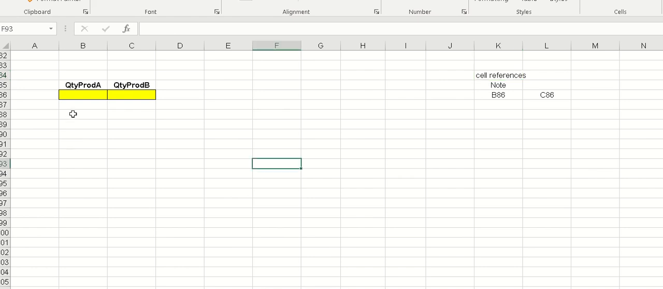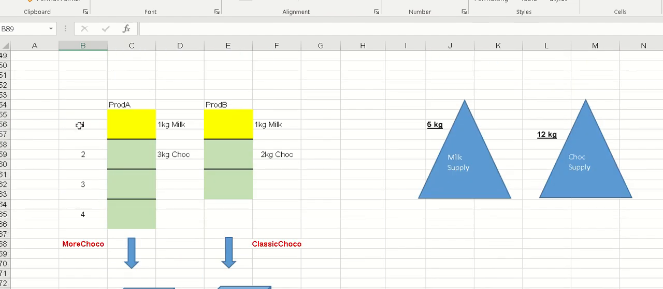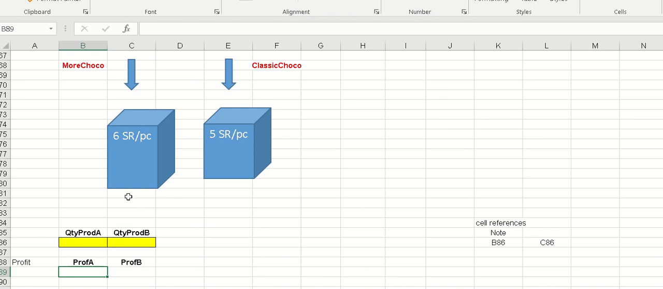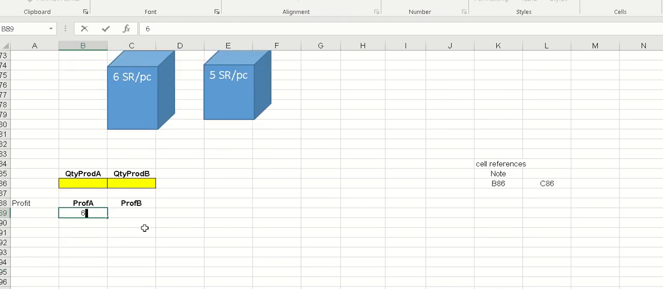Now, then we have to take note of the profit that we get. These are the profitability, the profit from A and from B. For one piece of product A, profit from product A and profit from product B. And what is that? Product A and product B, how much is the profit? It is 6 SR for product A, isn't it? 6 SR per piece, and this is 5 SR.